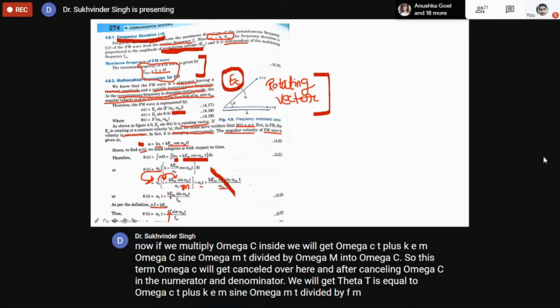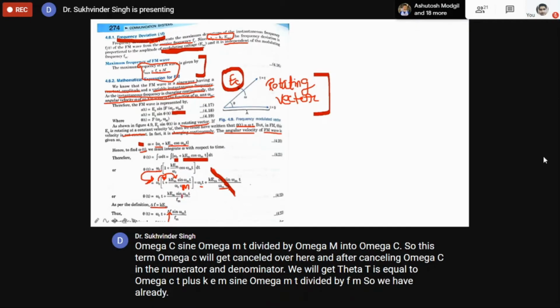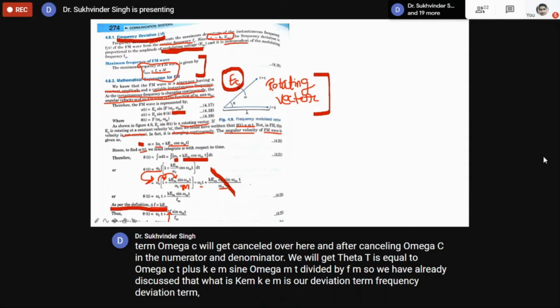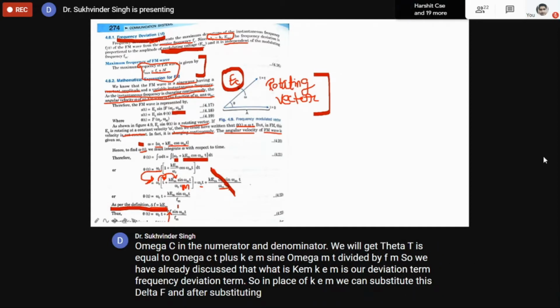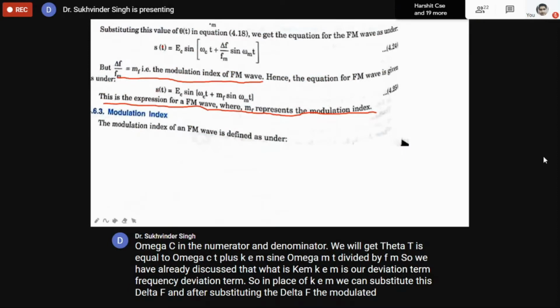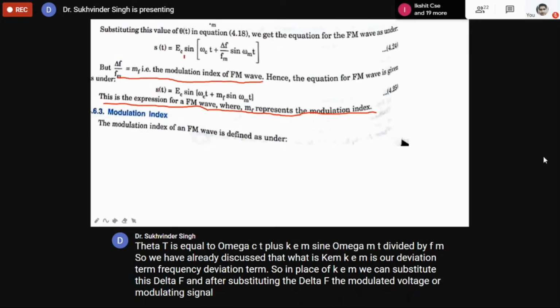So we have already discussed what is KEM. KEM is our deviation term, frequency deviation term. So in place of KEM, we can substitute this delta F, and after substituting the delta F, the modulated voltage or modulating signal will become EC into sin omega ct delta F by delta M.